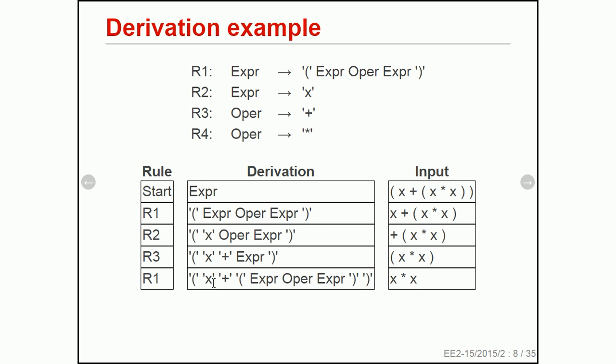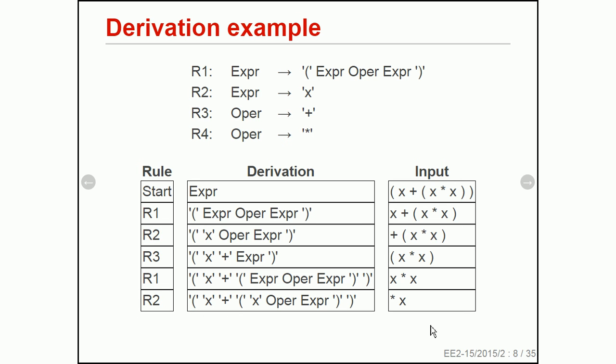And every time we go down, we're essentially moving things from here, as in characters of the input, and moving them over to here, which is terminals that appear within the structure. And we keep going down.